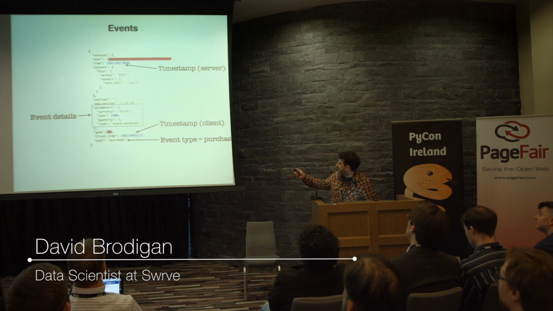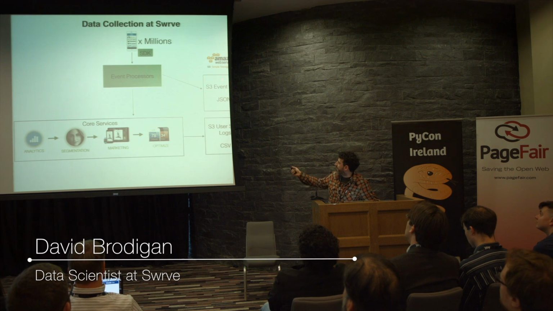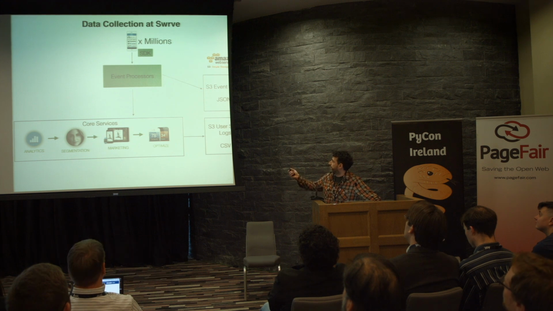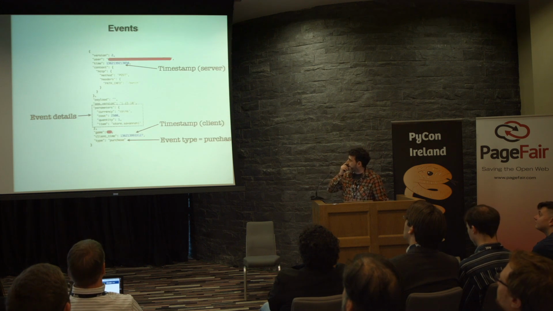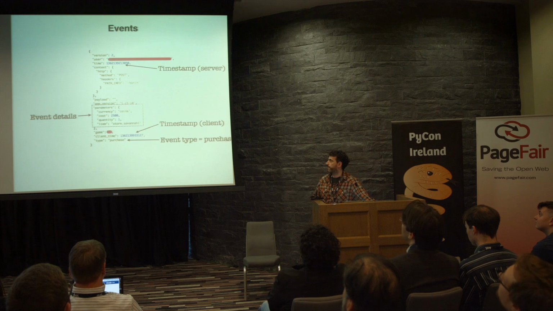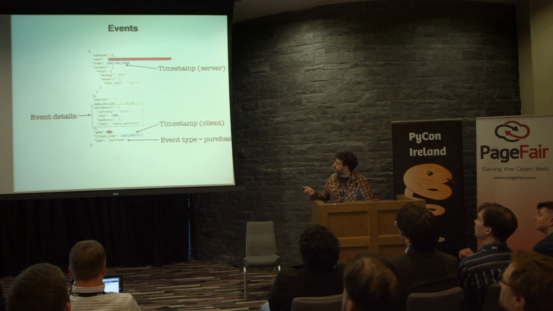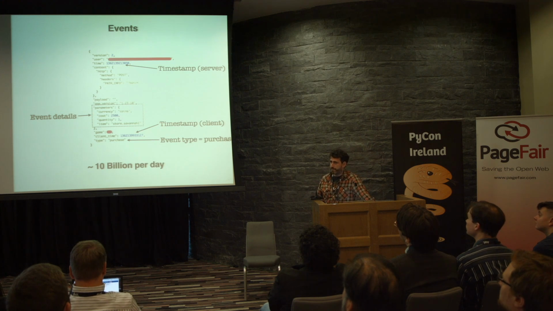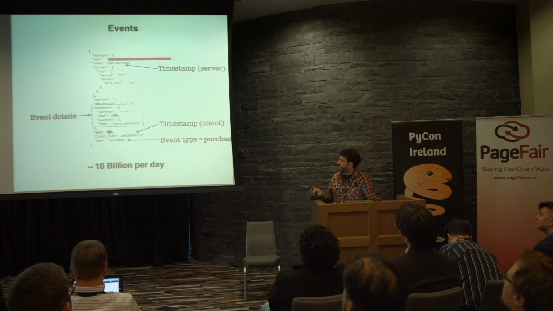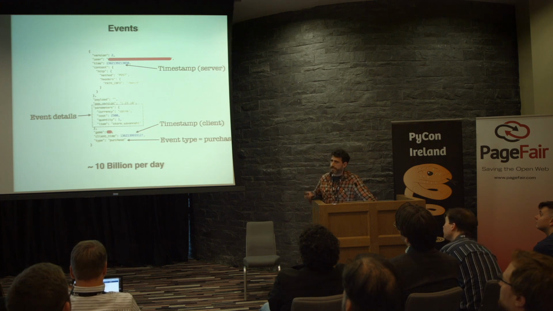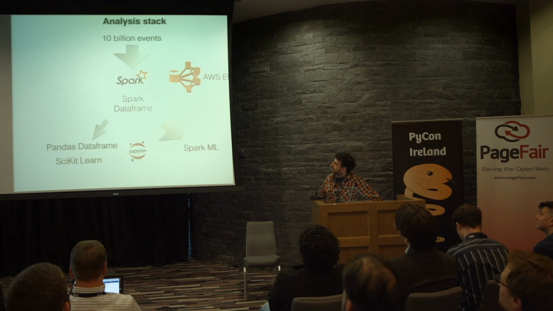I spend most of my life looking at the logs from these events in S3 buckets on Amazon. So what do these events look like? Fairly standard stuff. They are JSON, gzipped, with information about each event: the user ID, the timestamps, that sort of stuff. We get about 10 billion of these per day, so that's a lot of data to process. We're not Google scale or anything like that, but it's still a lot of data.